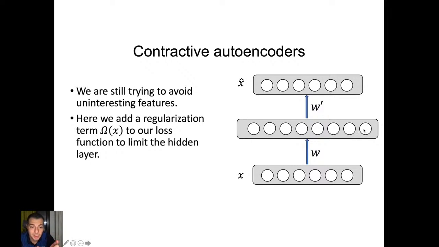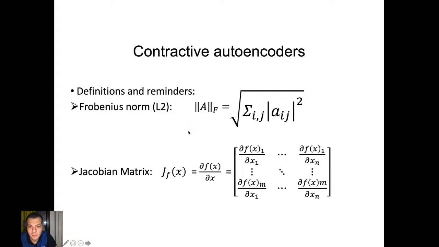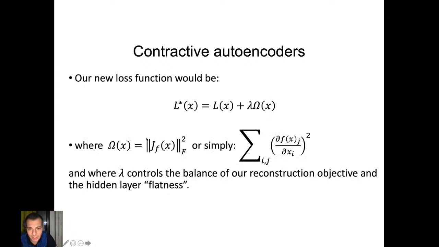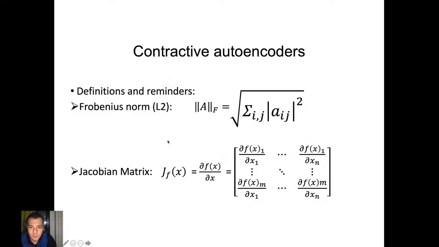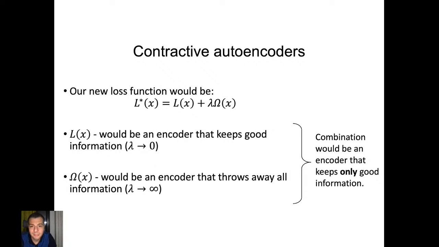the embedding layer with more units than the input and the output, and in order to make sure that it doesn't learn a trivial mapping, you add a regularization term. The regularization term is based on the Frobenius norm applied on the Jacobian matrix, which contains the gradients of the encoder with respect to the inputs. Okay, so this is the idea for contractive autoencoders.